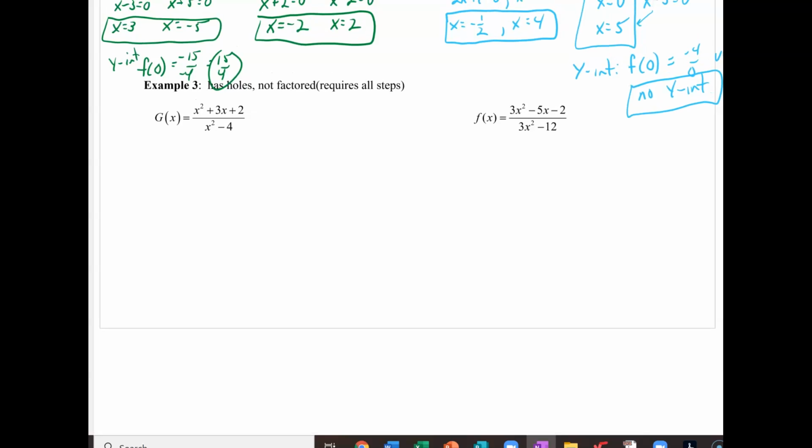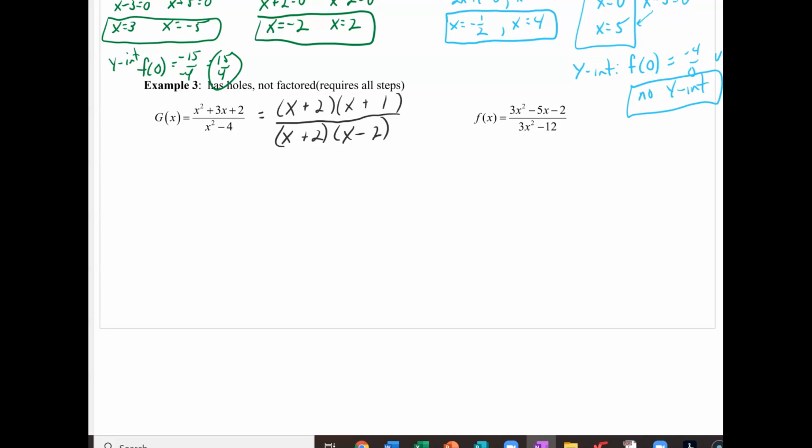So we're going to start out the same way. In fact, anytime it's not factored, you're going to start out by factoring. So this would be x and an x, and plus 2 and plus 1. And in the denominator, it's a difference of squares, x plus 2 times x minus 2. All right, so for the first time now, we're seeing something that in factored form has the same factor, a common factor of x plus 2.